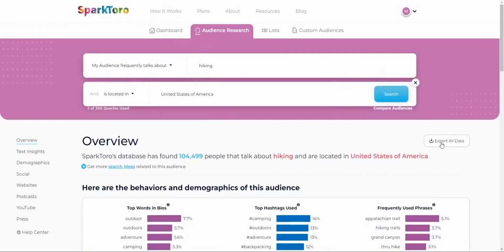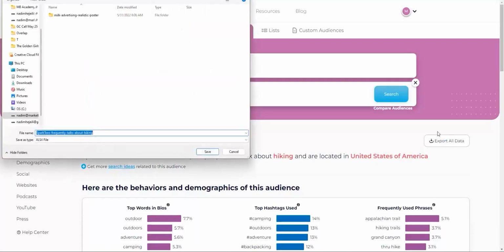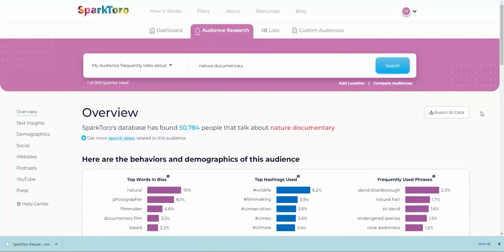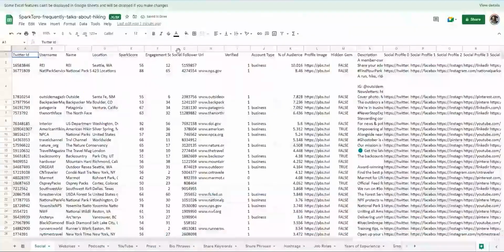Taking it one step further, I would export the data. Up here you have export all data. And I'm going to do the same thing for that second one. If I go under overview, I will export all data. So this is what the data that we exported looks like. You have way more information.